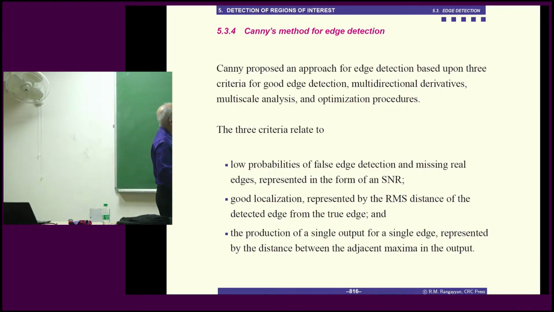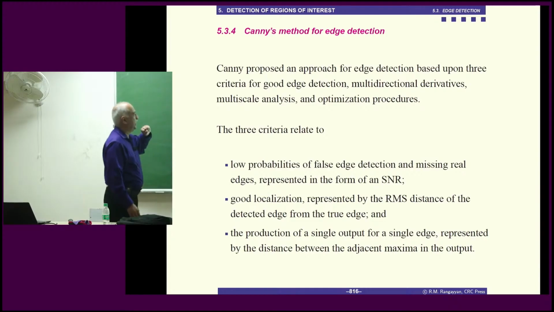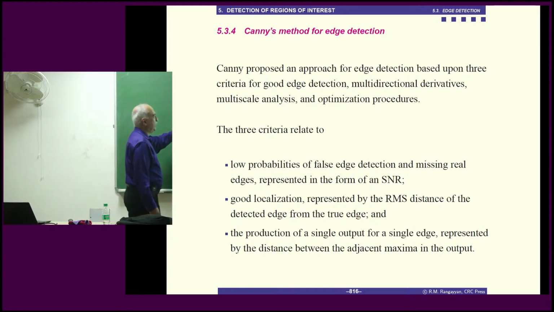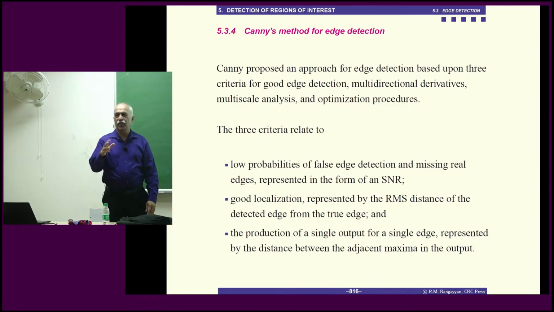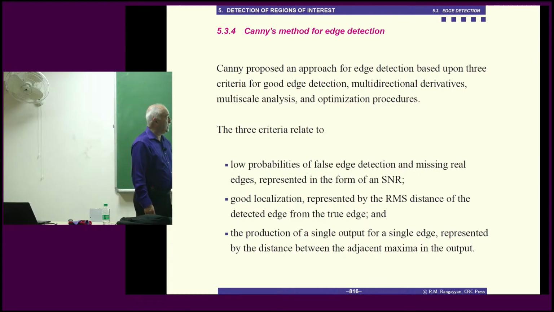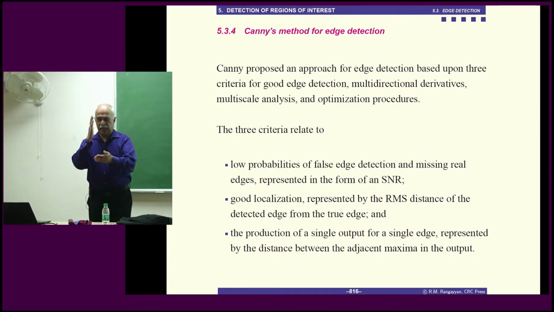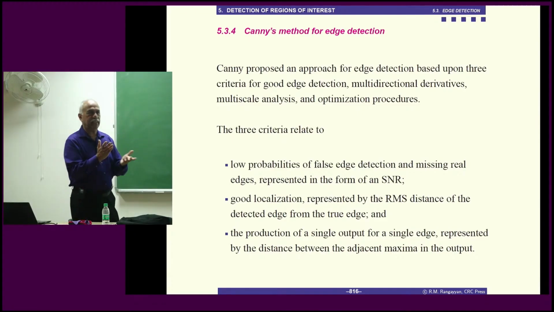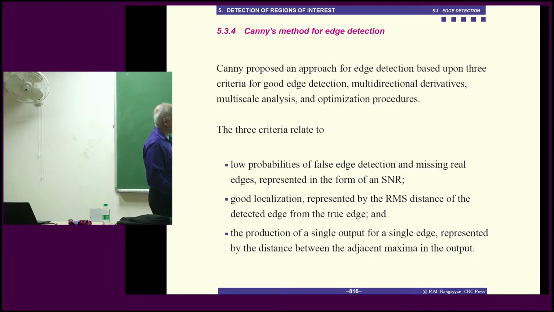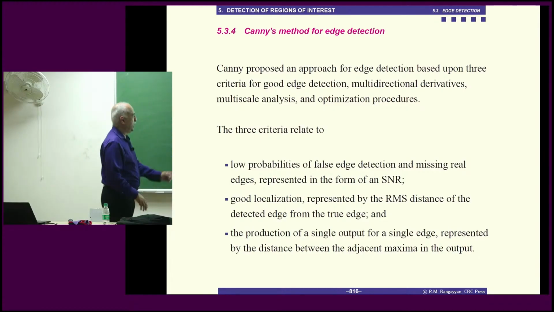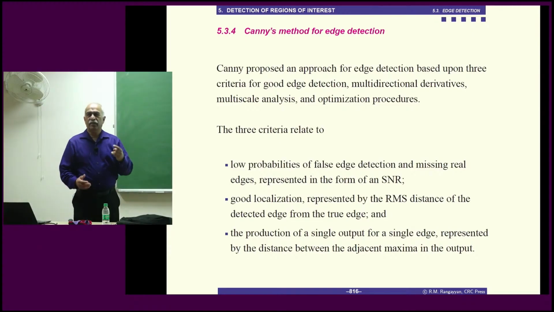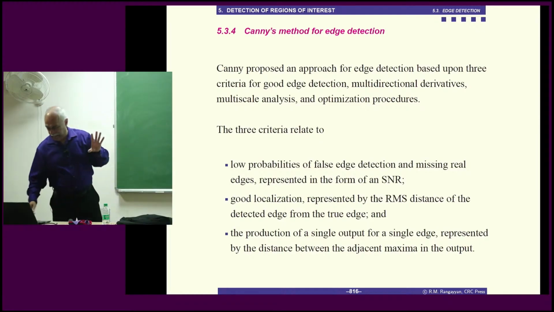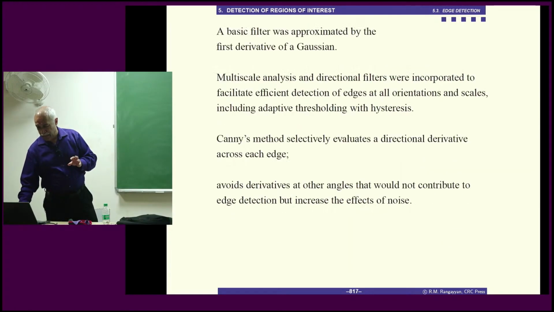The criteria relate to low probabilities of false detection and missing real edges, represented in the form of a signal to noise ratio. Signal means real edge, noise means false edge. Good localization is represented by the RMS, root mean square, distance of the detected edge from the true edge. So he said the detected edge must be as close to the real edge as possible. The production of a single output for a single edge is represented by the distance between the adjacent maxima. So you don't want double edge output. So those were the criteria and the optimization procedure and so on.